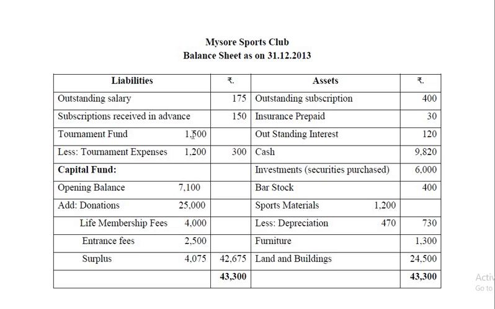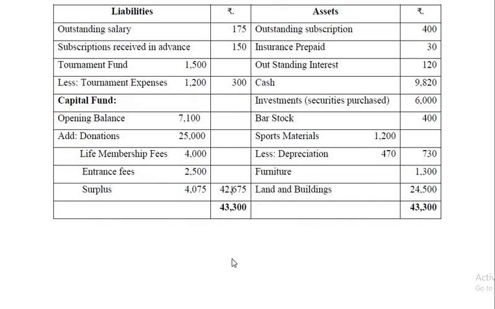Come to the capital fund. Opening balance 7,100. Donations 25,000. You are asked to capitalize that. Donations and life membership fees. Entrance fees 50%. And surplus which you get in the income and expenditure account 4,075, that is also to be added. So 42,675 is the capital fund balance at the end of the year. So total of the closing balance sheet is 43,300.